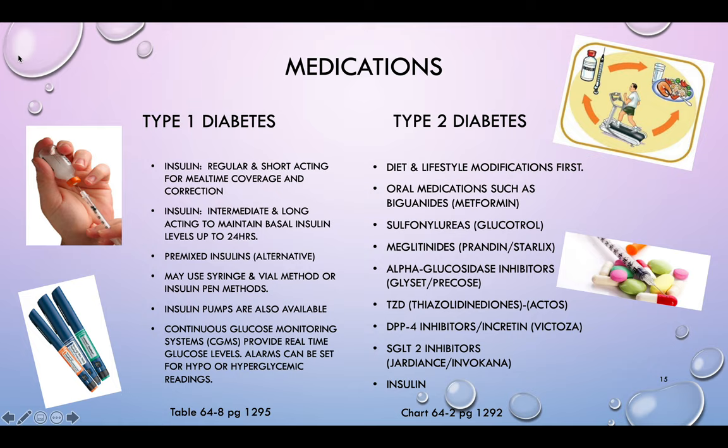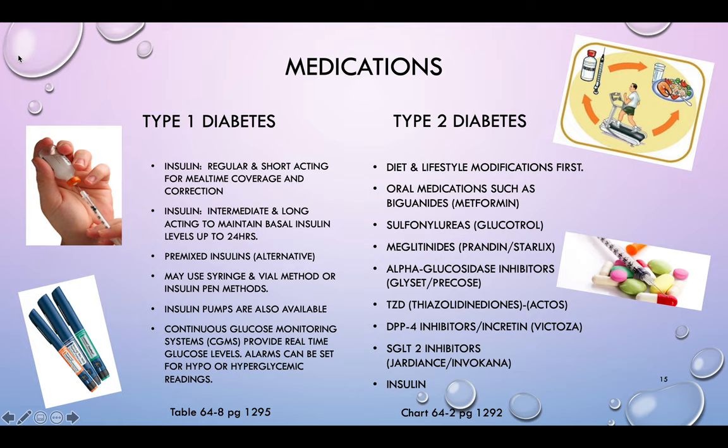Type 2s take more oral medications, such as metformin. They're also giving metformin to type 1s now. Sulfonylureas are old drugs, like Glucotrol or Diabinese, I think, is another one. This drug helps squeeze out as much as it can from your pancreas. And it's famous for causing a low blood sugar 2 to 5 hours after you take it. So you definitely have to do some patient teaching.